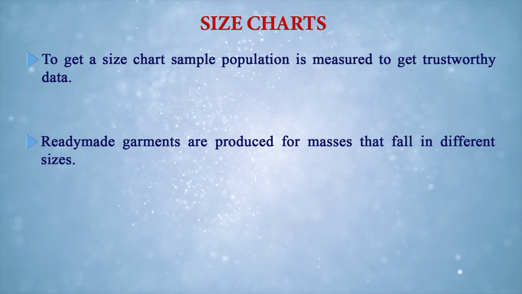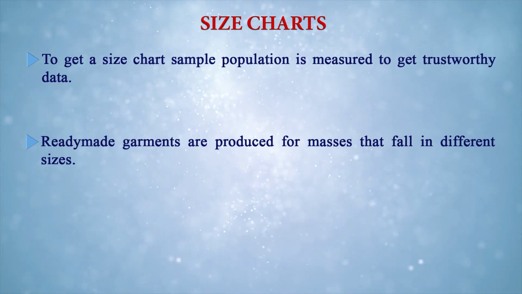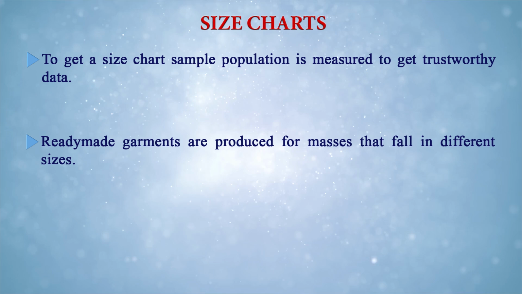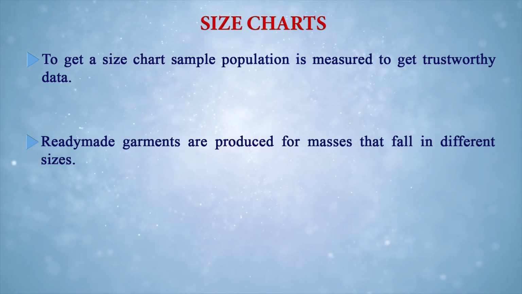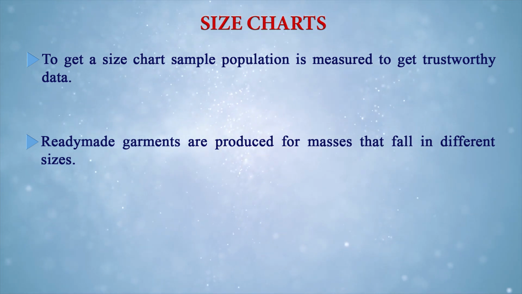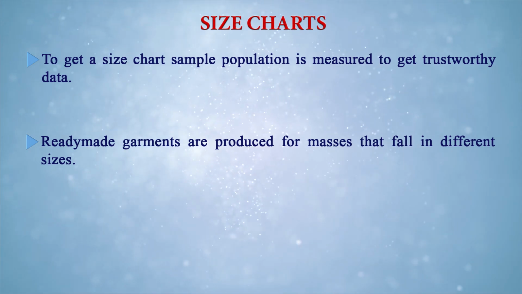On that standard body measurement, we manipulate and do grading of that particular measurement to create different sizes of a particular pattern. Ready-made garments are produced for the masses that fall in different sizes, and according to that standard measurement, we create different sizes to create different ready-made garments.